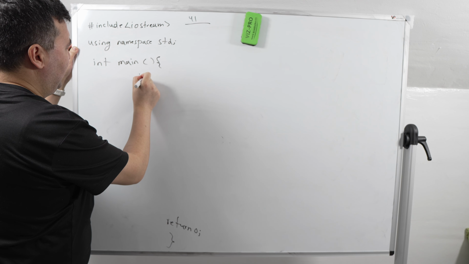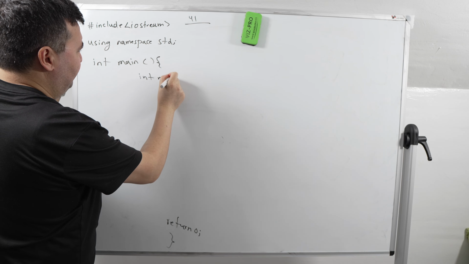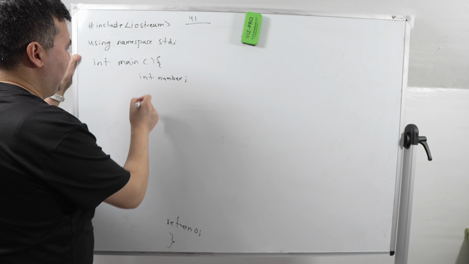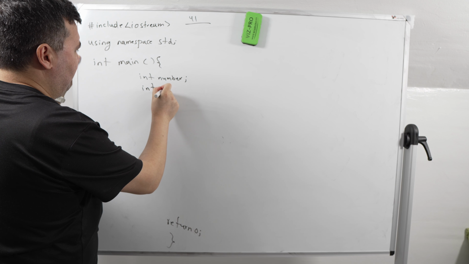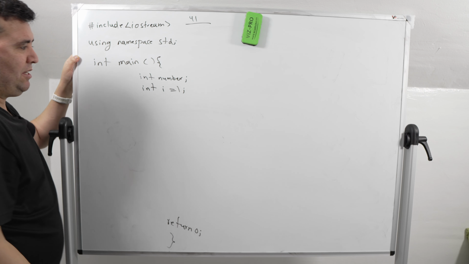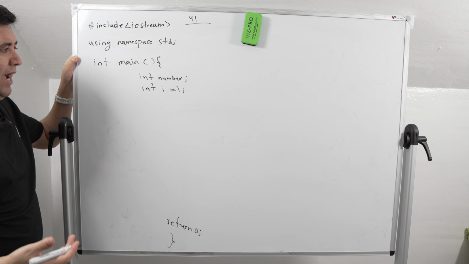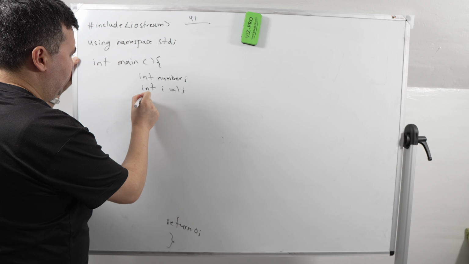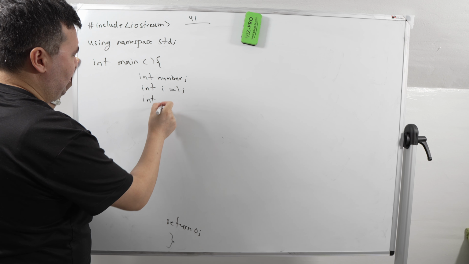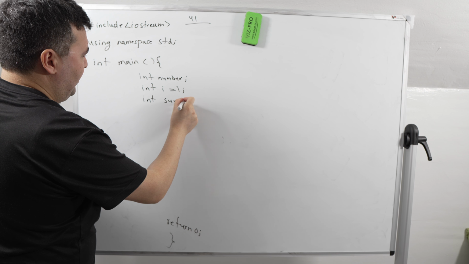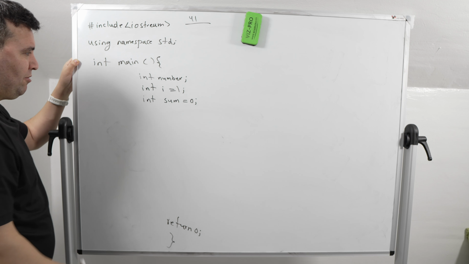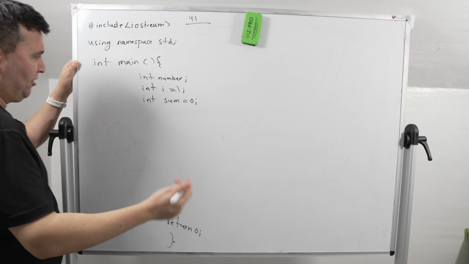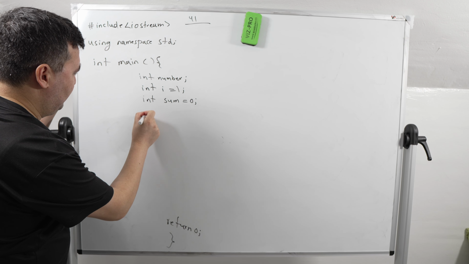So here, first we declare our variables. We declare int number, because we ask the user to enter a number. Then we declare another variable called counter, or i, equal to 1. We start from the number 1. And then we declare another variable, int sum equal to 0. So first, inside the sum, we have 0, it means nothing.